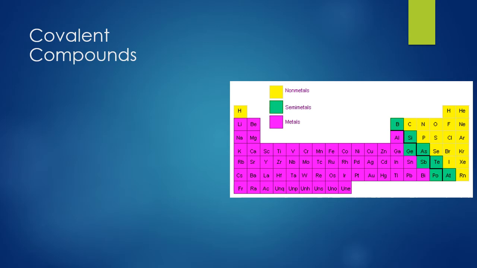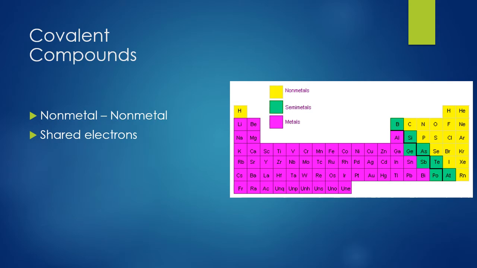So now let's look at covalent compounds. We're going to learn how to name them. A covalent compound is a nonmetal with a nonmetal. Notice my nice color-coded periodic table, with the nonmetals in yellow. Once in a while, we will see covalent compounds between a semimetal and a nonmetal, so just be aware of that. It's not always just nonmetals. That's just the most common type.